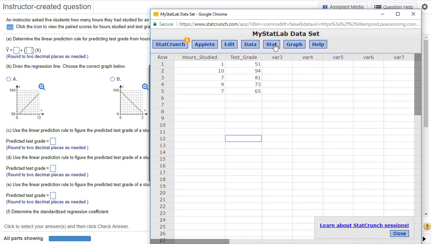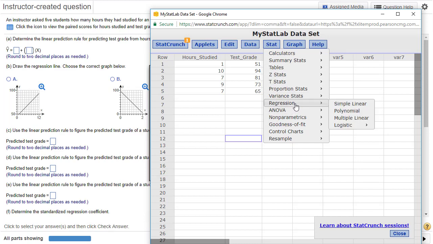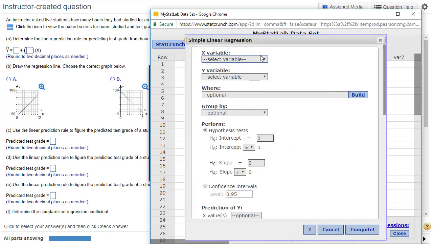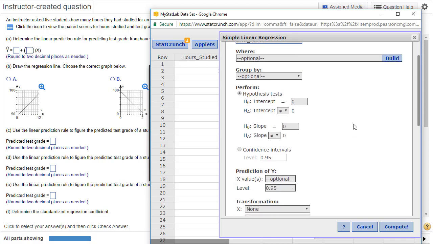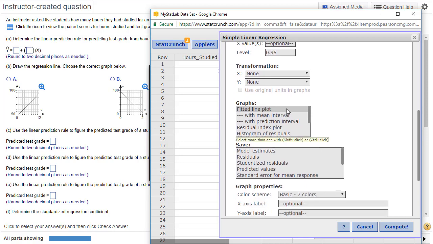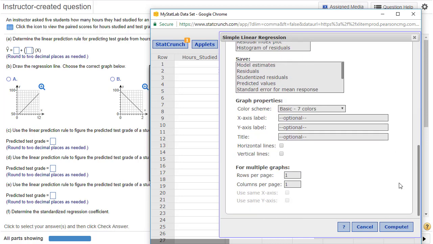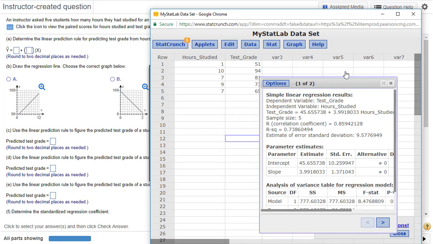So I'm going to go ahead and go to Stat, Regression, and Simple Linear. Okay, so we want to know hours studied. That's our predictor variable, and our response variable, the criterion variable, as this book sometimes calls it, is our test grade. And I'm going to have that fitted line in there. I like seeing that. And compute.